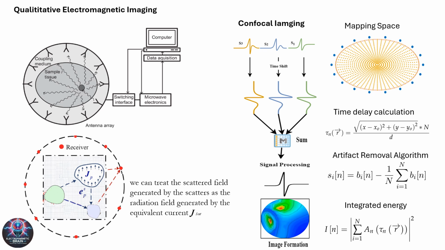This setup represents the real-world implementation of microwave imaging, where signals interact with tissue to provide information about its internal structure. In addition, at the bottom, the equivalent electromagnetic source model of the system is demonstrated, which is the basic assumption of the qualitative imaging system.